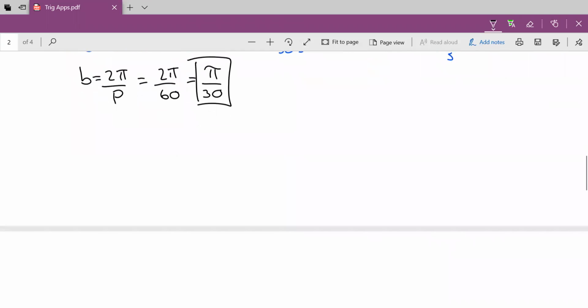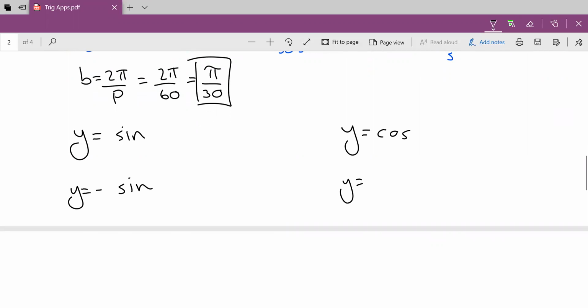Let's start writing equations of these functions. So I'm going to do a sine. I'm going to do a cosine. And then I'm going to do a reflected sine. And I'm also going to do a reflected cosine. Okay, now all we need to do is sub in our values.